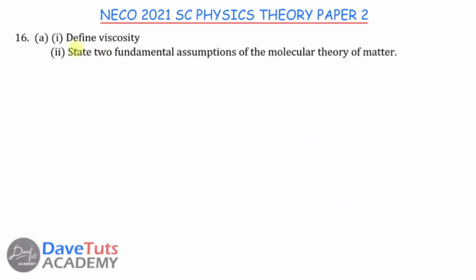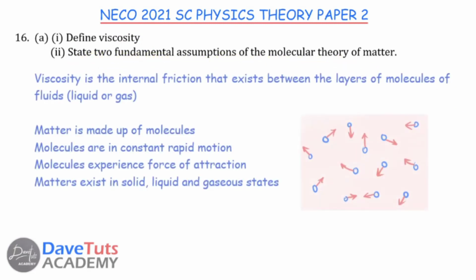In this question, we are asked to define viscosity, and we are also asked to state 2 fundamental assumptions of the molecular theory of matter. Here is the solution to this question. Viscosity is the internal friction that exists between the layers of molecules of fluids, whether liquid or gas. That is what allows a pond skater to stay on the surface of the water, because there is some level of viscosity on the water surface. Okay, so that is that.